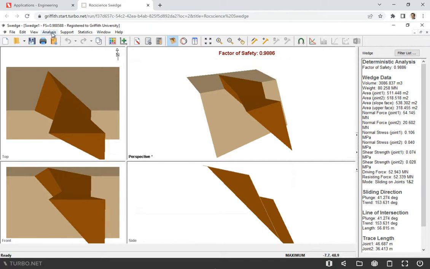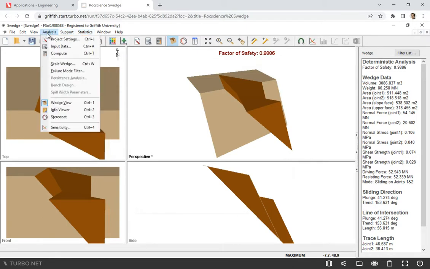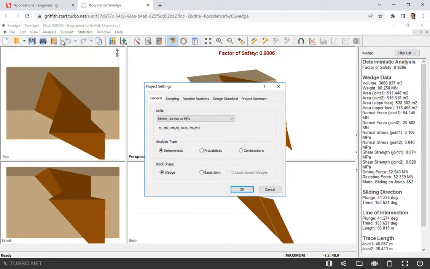For this one, we basically look at the safety factor. We don't use any other options. Probably there is something like support and other stuff, statistics. Usually we just go with analysis and go to project settings. The project settings have units, and I usually don't change anything. The type of analysis is deterministic, probably the easiest one, when we don't have a range of values. We just have one value for each parameter. So that's what we're going to do. I'm going to click OK.